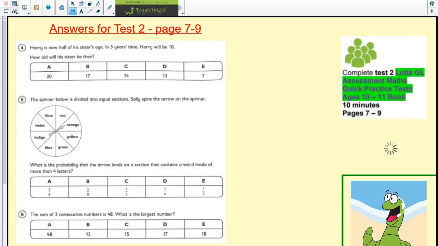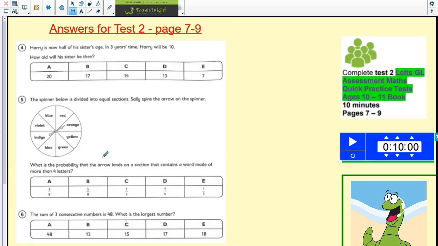Next page. Question 4. Harry is now half of his sister's age. In 3 years' time, Harry will be 10. How old will his sister be? So Harry is currently half. In 3 years' time, he will be 10. So that means right now he is 7 because it's 10 minus 3. And Harry is now half his sister's age. So her age is currently 14. And in 3 years' time, he will be 10, which means she will be the ripe old age of 17. So there you go. And that's how I would do it.